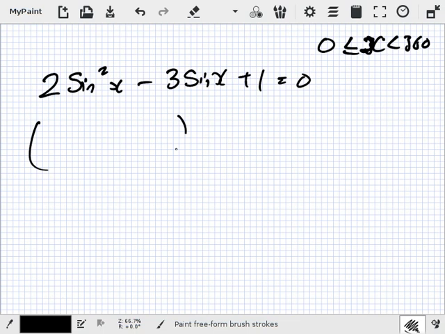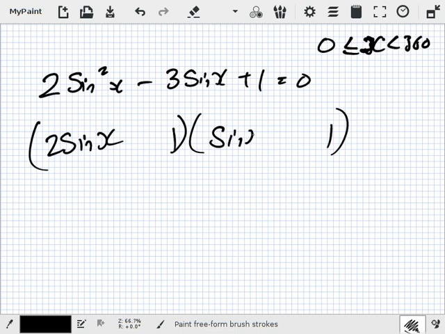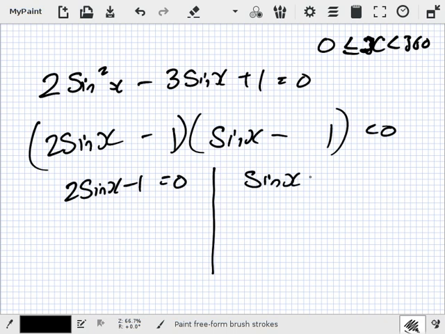Right, let's see if we can factorize. It has to be a 1 and a 1 at the back. Has to be a 2 sine. So the question is just if it's plus or minus, both minus, I believe. Right, well, this is all very familiar territory to us. So it means on the left we have 2 sine x minus 1 equals 0. And on the right here we have sine x minus 1 equals 0. So you get sine x equals a half, sine x equals 1.